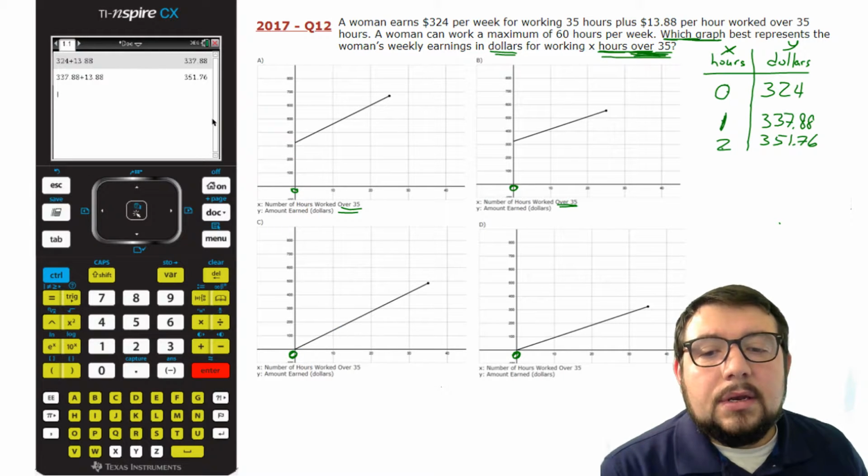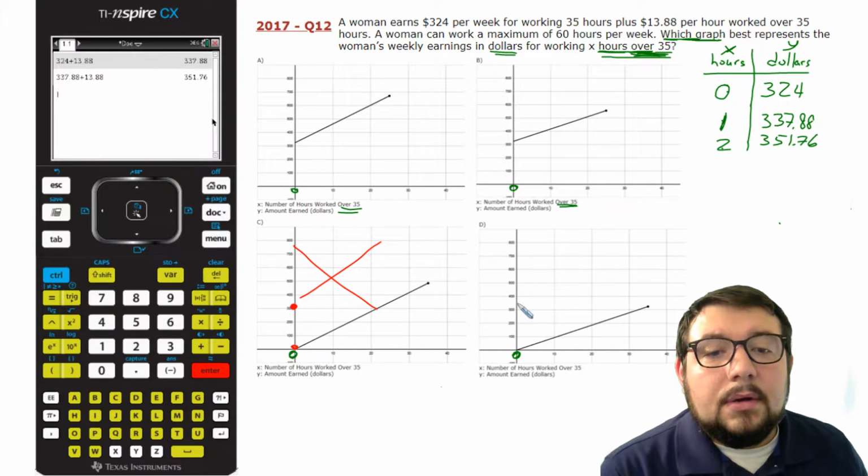So this one has to be out, because the graph should have started up here, not down here. What else? Look, it starts down here again, but it should have started up here. All right. So now we've eliminated two choices, and we're going to go for the next one.